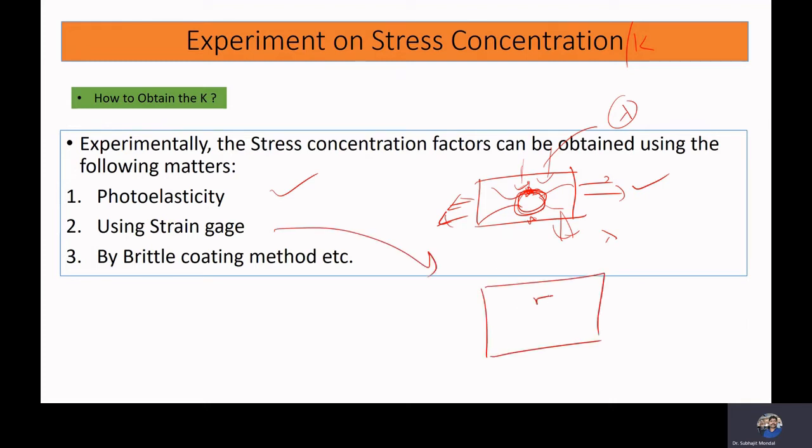So if you have a plate and you place strain gauges here, here, here, and here, at different distances, and you measure the strain, and you know that strain is related to stress like this, we can find the stress and plot it. If you have a circular cutout here, the stress will come like this. So we have a photoelasticity test, and a strain gauge with which we can measure the strain and from that find the stress and the stress concentration. Or in some brittle material, we can use the brittle coating method. So these are the ways through which we can find our stress concentration factor through experimentation.